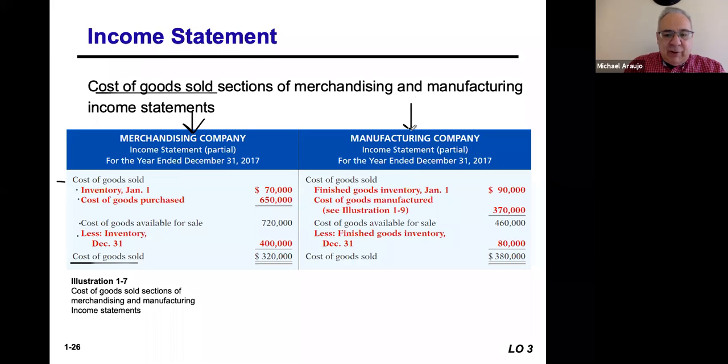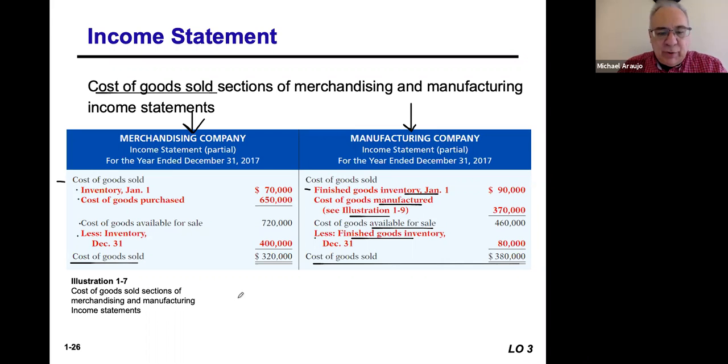However, for a manufacturer, they use slightly different accounts, as you see here, but the process is very similar. They start with finished goods at the beginning of the period. They add all of the manufactured cost of goods sold that we're going to look at in the next illustration. That gives them all the cost of goods available for sale. They subtract out what they have left in finished goods, and the rest is cost of goods sold. Very similar, but of course different accounts, and a very similar approach from what you saw way back, believe it or not, in chapter 5 in your financial accounting class.